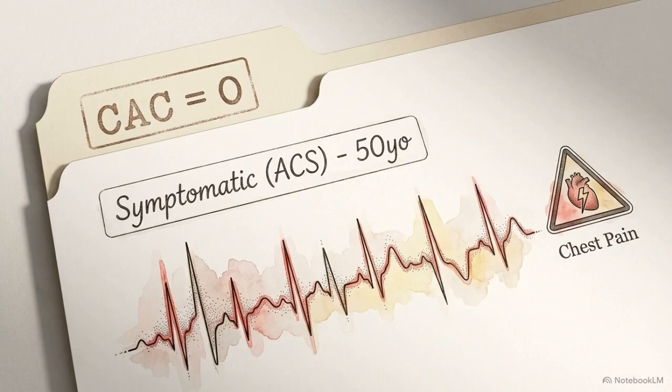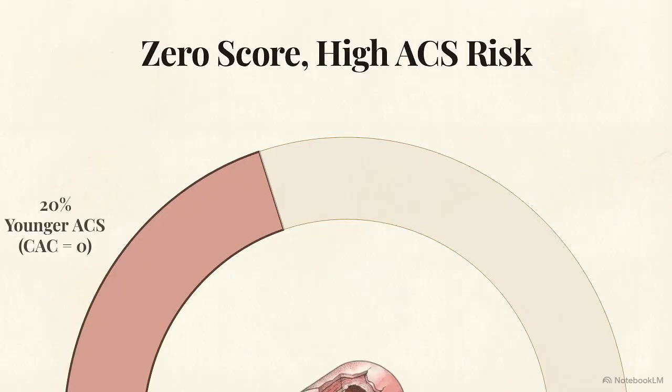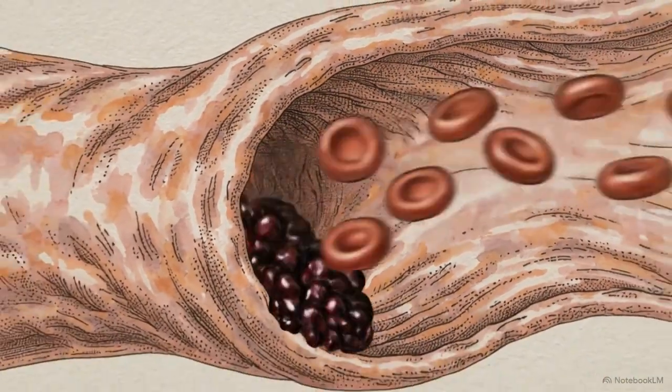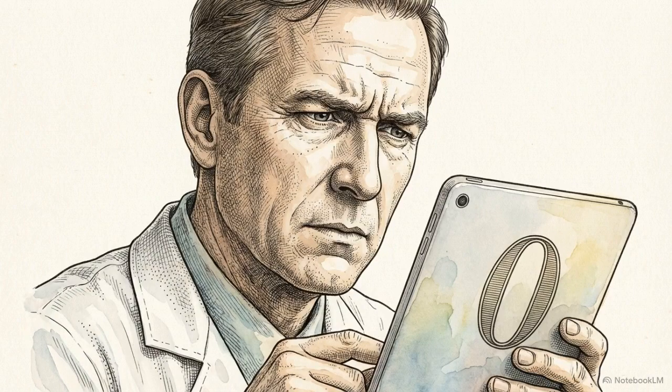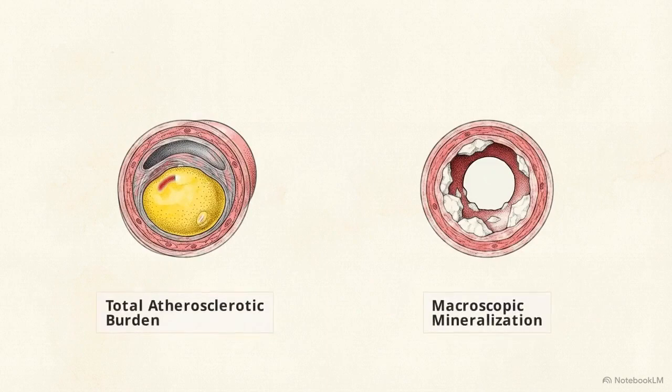While it defines a low-risk category for routine screening, its interpretation changes when a patient arrives at the hospital with active chest pain. Pooled analyses indicate that 15 to 20% of younger patients presenting with acute coronary syndrome, or ACS, a sudden blockage of blood flow to the heart, actually have a calcium score of 0. This presents a physical contradiction. We're seeing patients with a perfect score of 0, while they are in the midst of a life-threatening plaque rupture.